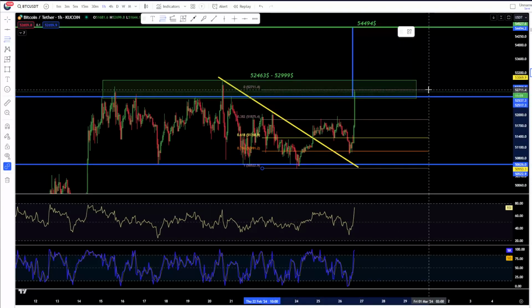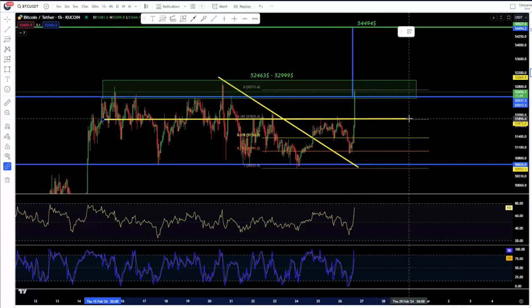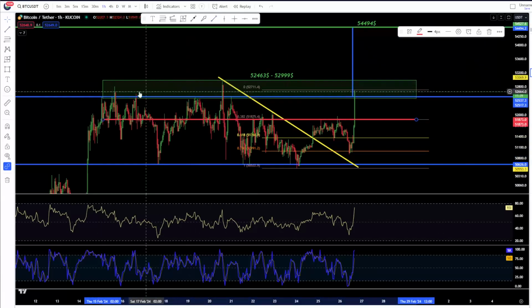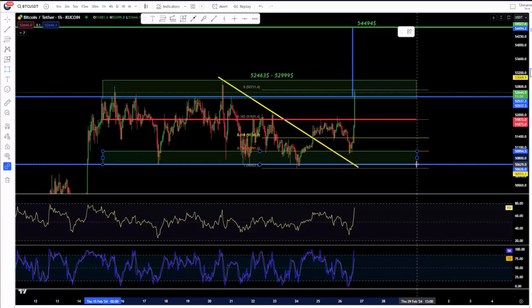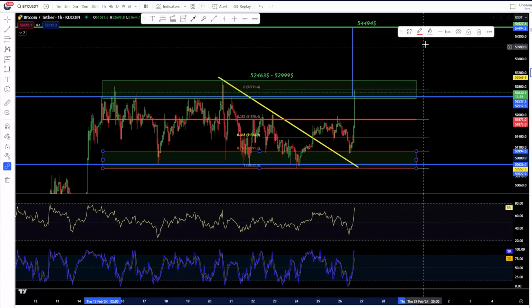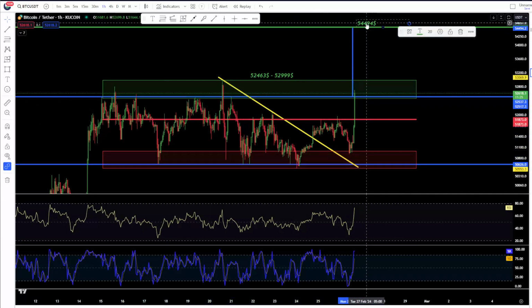Looking the other way, we will unfold the grid again and mark the first significant support at $51,873, while we still have a strong support zone from $50,994 to $50,522 at the lower border of the channel that strongly maintained the price.